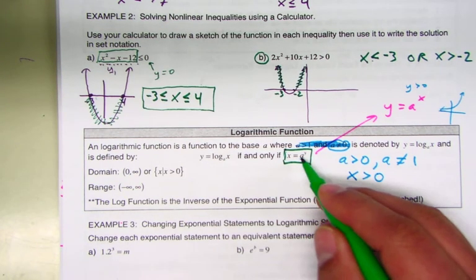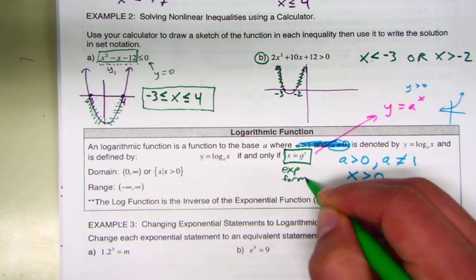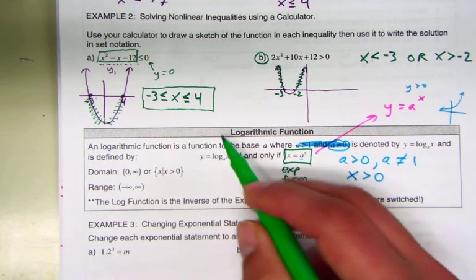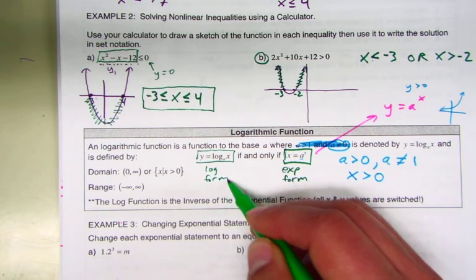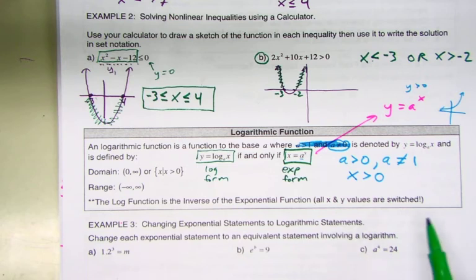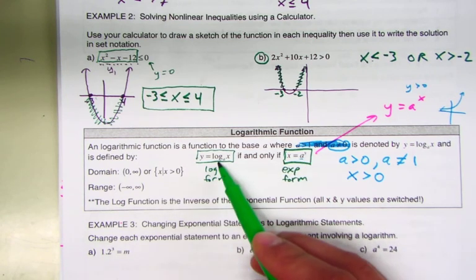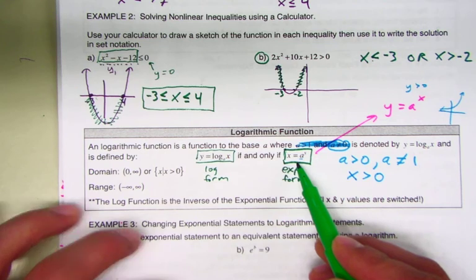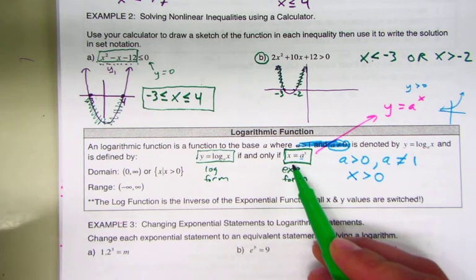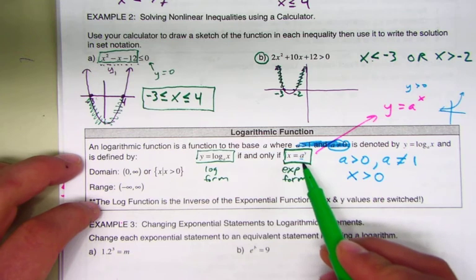If this is the exponential form of an equation, over here is the log form of the equation. One thing that we want to get really good at is seeing an exponential equation and being able to translate it into its log equivalent, or vice versa. If you see a log equation, sometimes it'll be helpful to write it in exponent form to see what's going on. Okay? Yes? I thought the exponential version was y equals x.